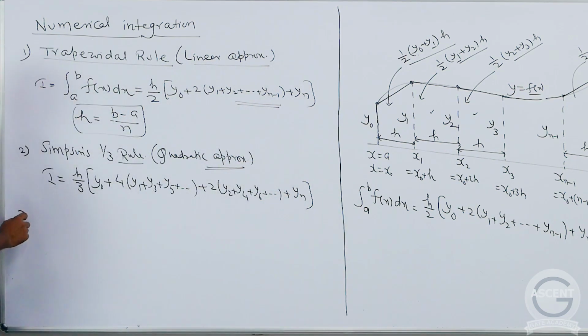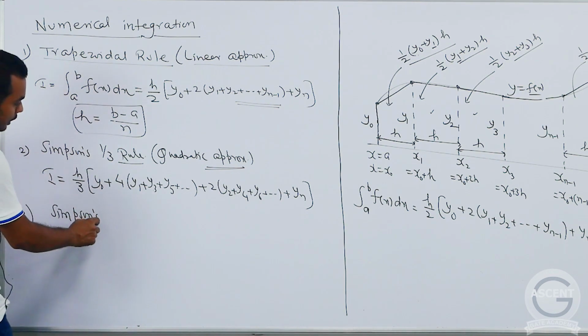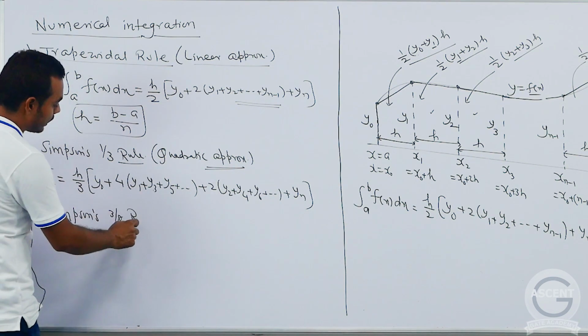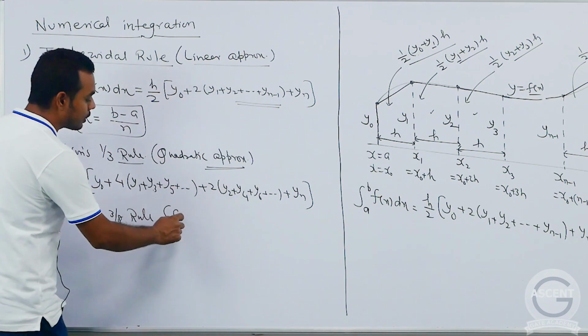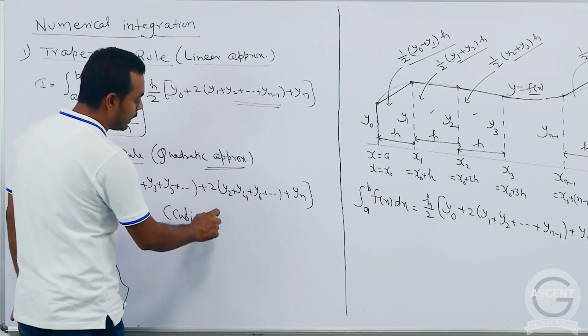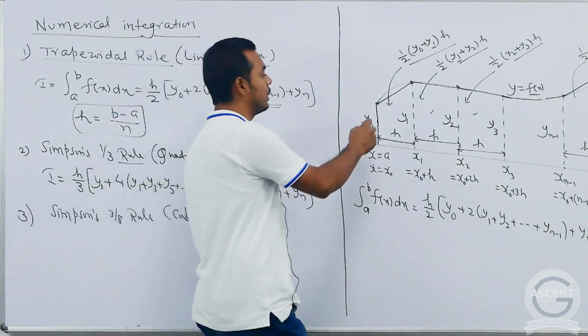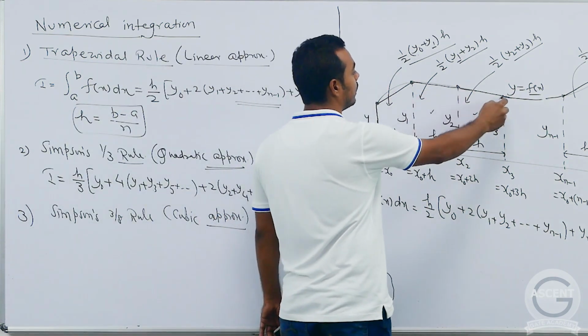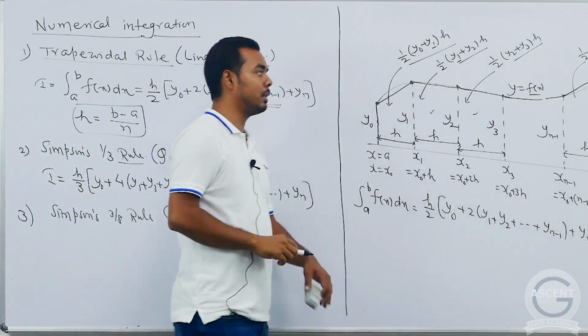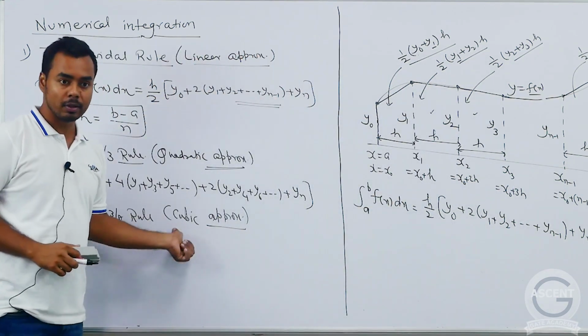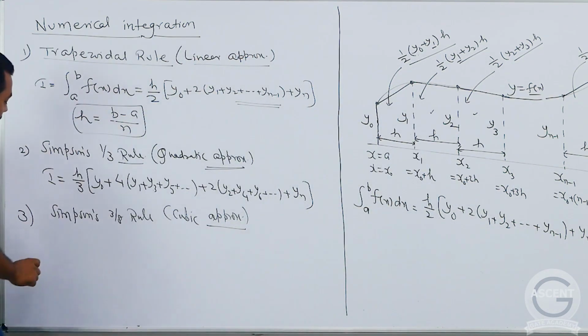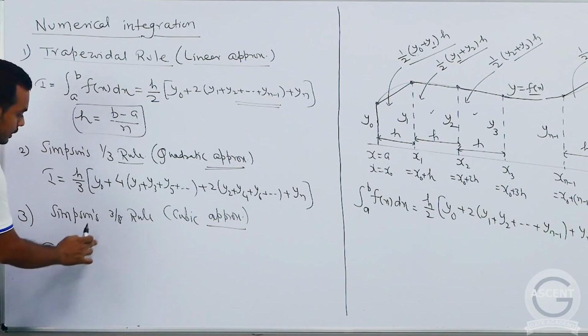And the last one is Simpson's 3/8 rule. So here also you have to remember the formula. The approximation that we are going to do is cubic approximation, meaning that now we will take 4 consecutive points and join these 4 points by a cubic curve. Here the formula for the definite integral will be Simpson's 3/8 rule.